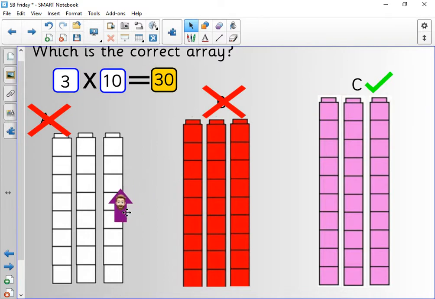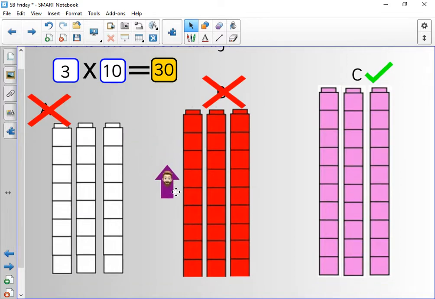Well, it's not A. I've got 3 groups, so that's right, but I've got 1, 2, 3, 4, 5, 6, 7, 8 in each group, so that's not the right array. It can't be B either, because I've got the 3 groups, so that's right, but have I got the right number in each group? 1, 2, 3, 4, 5, 6, 7, 8, 9. No, I've not got 10 in each group.